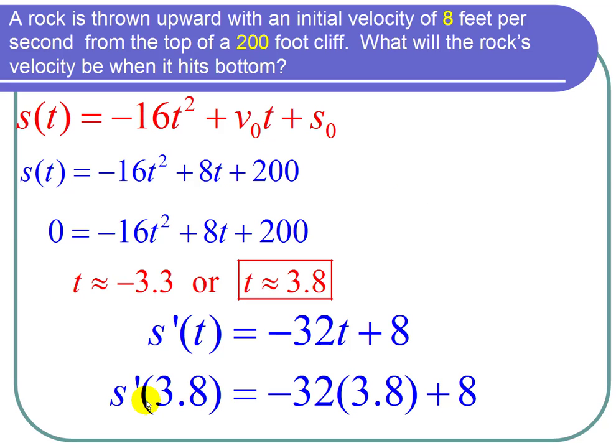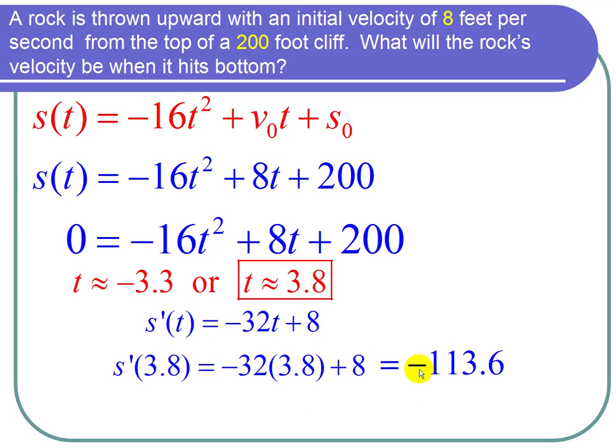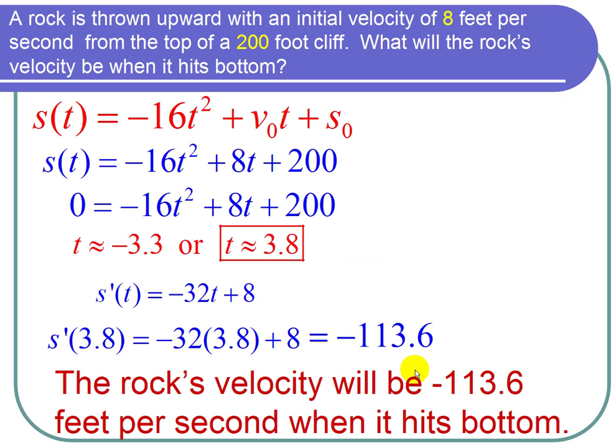And that's something you all know about gravity, is that if a rock goes down a cliff, it goes down, not up. And downwards is negative. So we can conclude that the rock's velocity will be negative 113.6 feet per second when it hits the bottom. And I'm done with the problem.